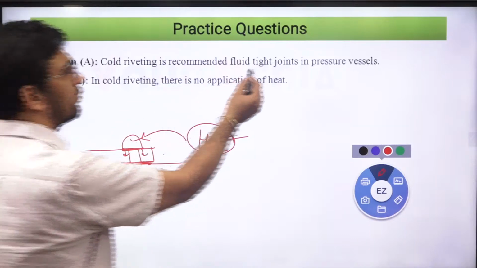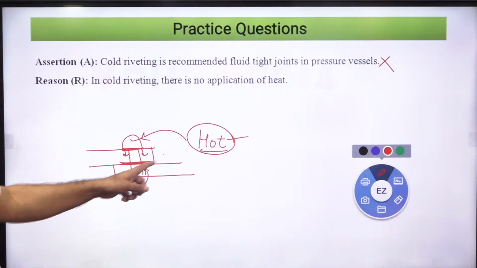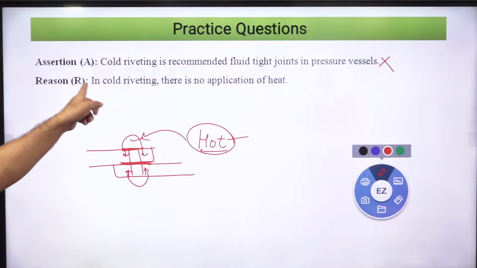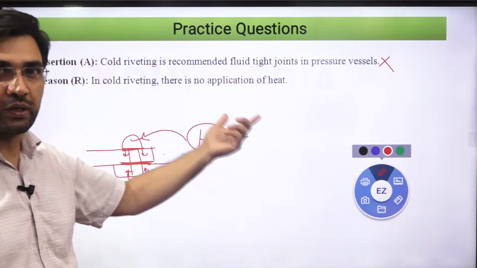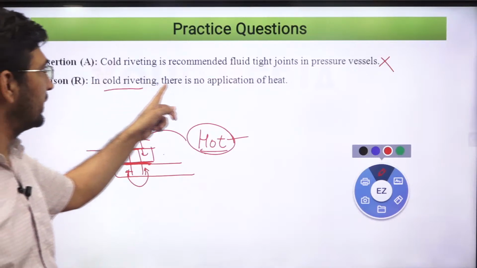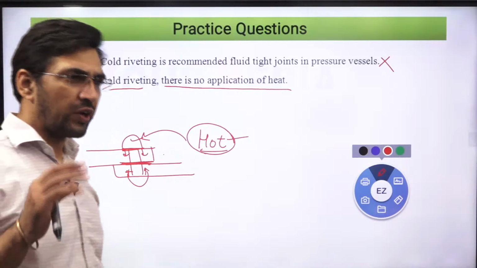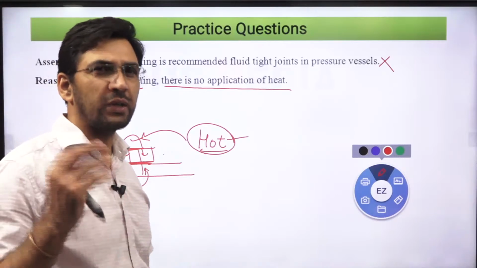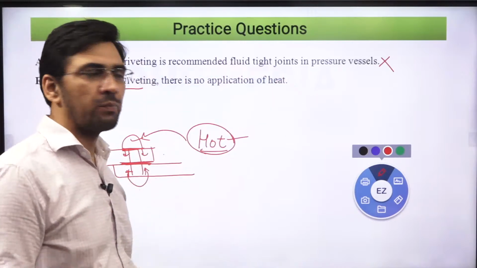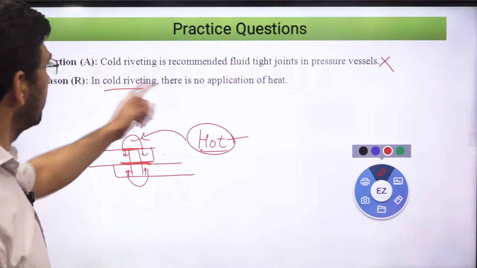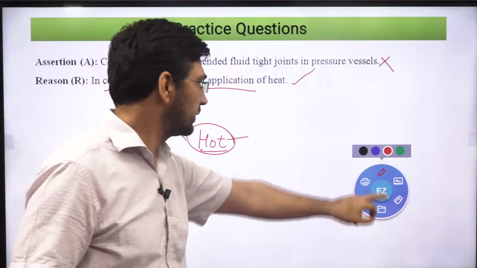So cold riveting is recommended for fluid tight? No, because the tightening you will not obtain that much as you will obtain in hot riveting. So this is a wrong statement. So it means if this is wrong, then only this is going to be correct, because the way this question format is. In cold riveting, there is no application of heat. Obviously, in cold riveting, in strict sense, you can say below recrystallization temperature, but leave it, because that becomes a separate case. But anyway, you can say cold riveting means you are at room temperature, you are deforming it. That's all. So in cold riveting, there is no application of heat. Okay, we can consider it as a correct one. So that is how you have to say.